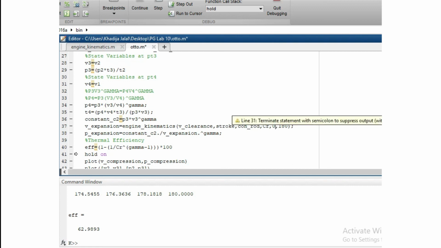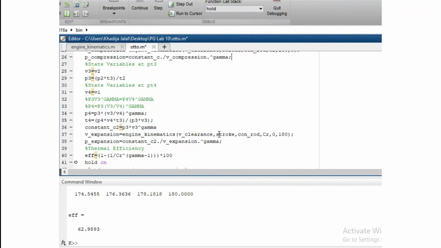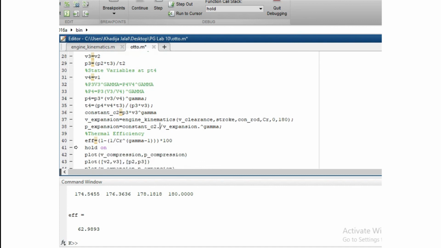In case of compression, we have written the piston position from 180 to 0 degrees, because the piston is moving from 180 to 0 degrees for the compression phase, and for the expansion phase it will move from 0 to 180 degrees. The difference for the P expansion is that here we have written the constant C that was the product of P1 V1 power gamma, and here it is the product of P3 V3 power gamma, which is already found here. We will divide it by V expansion power gamma, and here we will get the volume and pressure during the expansion phase. Thermal efficiency was already discussed here.